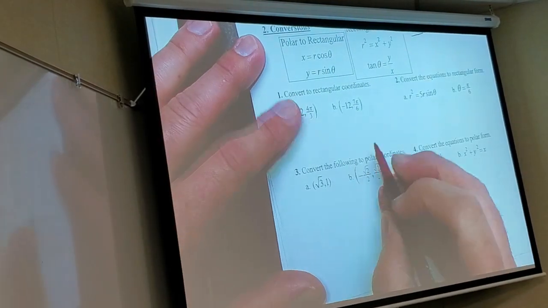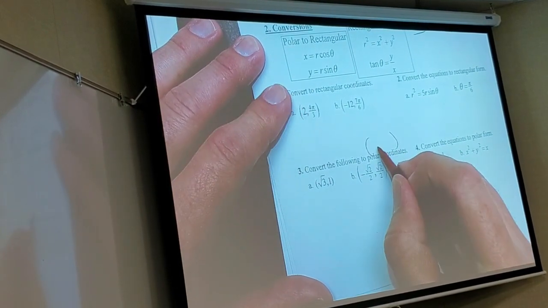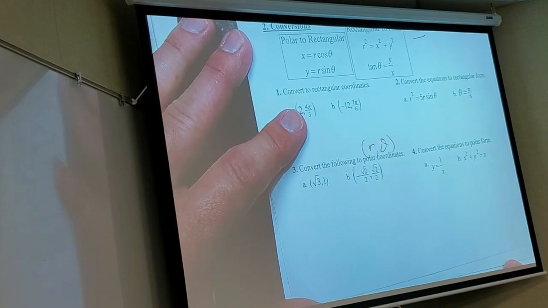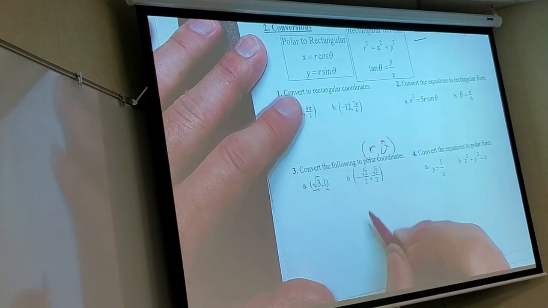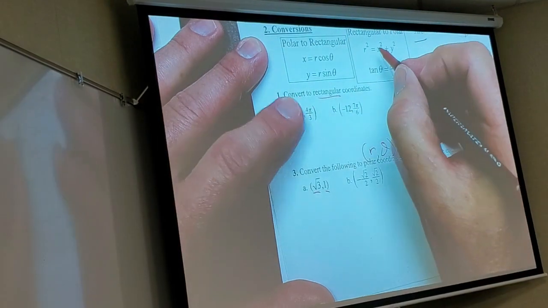Yeah, let's do one. What are polar coordinates? That's R and theta. R theta. These are what I call rectangular. What you will see in the book, I think sometimes they'll say Cartesian.